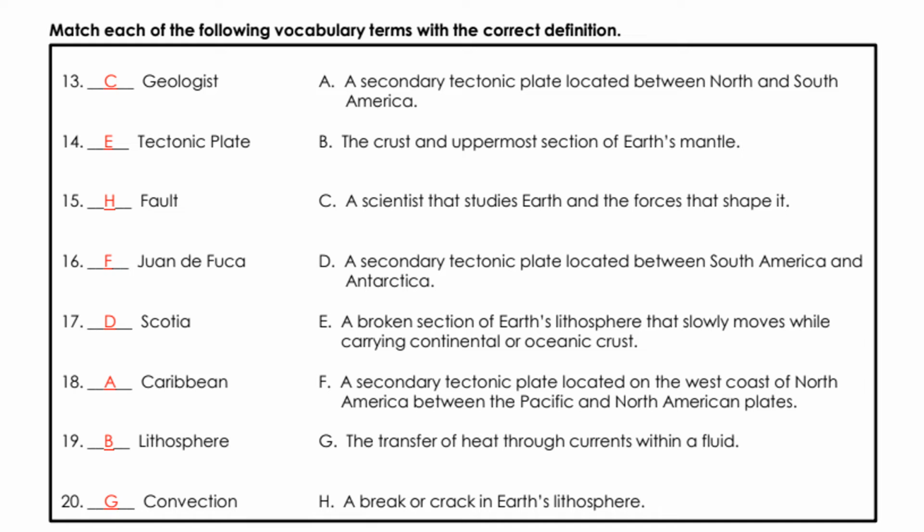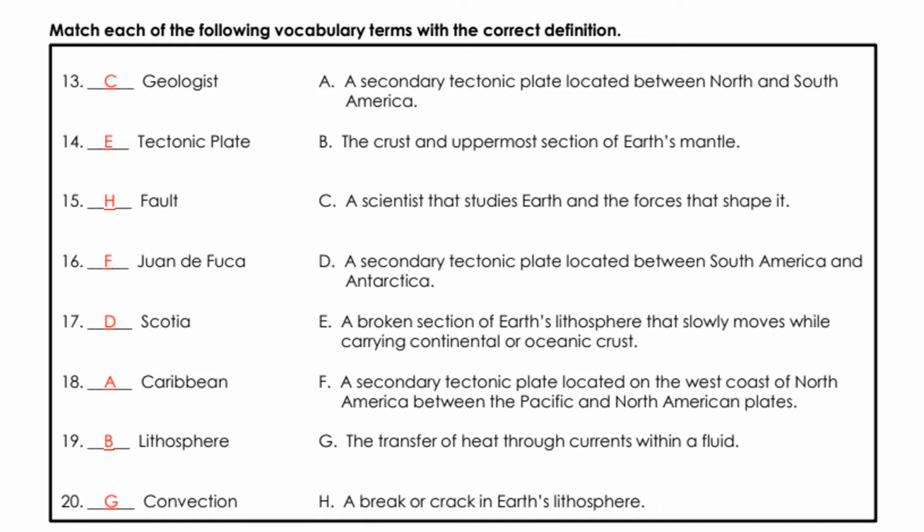Number 16 is one of the plates that's actually right by us. This plate, the Juan de Fuca plate, is actually what causes Mount St. Helens to erupt. Number 17 is the Scotia plate. That's another plate between South America and Antarctica. We've got number 18 is the Caribbean plate between North and South America.